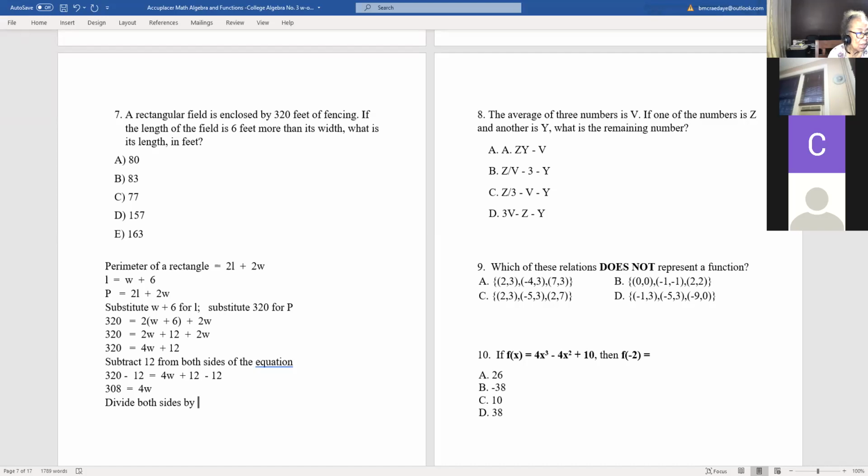Divide both sides by what? By 4. That's it. Divide both sides by 4. So 308 divided by 4 is what? So you divide both sides by 4. So let's just put underline here and underline here. And we divide both sides by 4. So what do I have left, Chastity? Oh, no. 308 divided by 4.